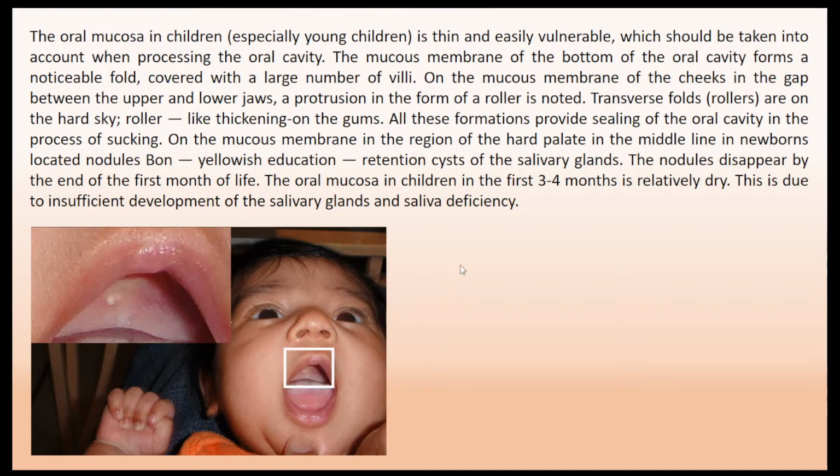The oral mucosa in children in the first 3-4 months is relatively dry. This is due to insufficient development of the salivary glands and salivary deficiency. Saliva deficiency, remember, for about the first 3, maximum 4 months. After this, the salivary glands function.